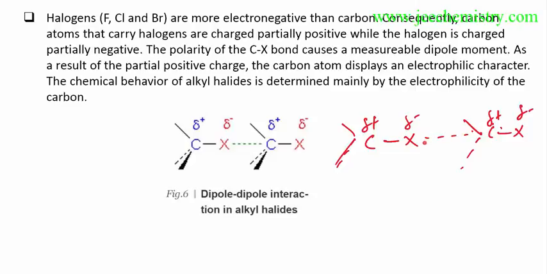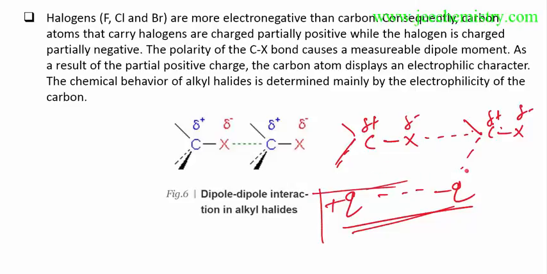This is attraction, like if a plus q charge and a minus q charge are there, there is attraction between them. In electrostatics, in physics, we have learned that there is attraction between unlike charges and repulsion between like charges. If plus q and plus q are there, then there will be repulsion. In a similar manner, there is attraction between opposite charges.